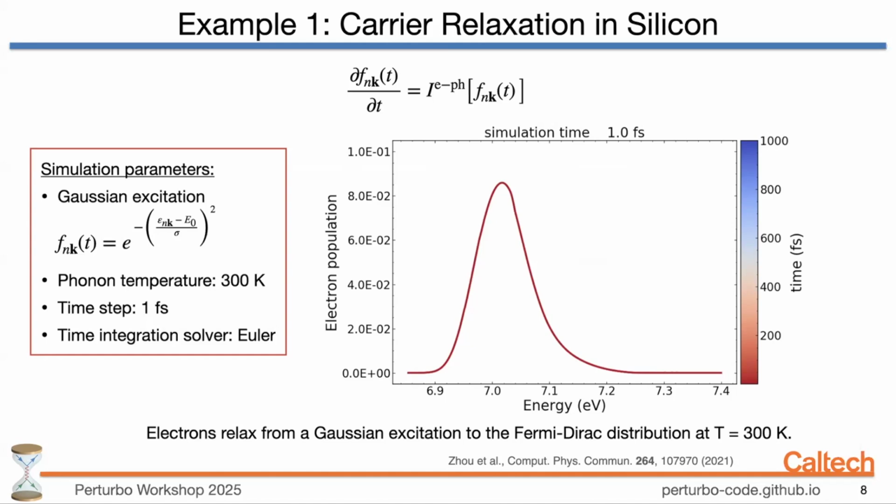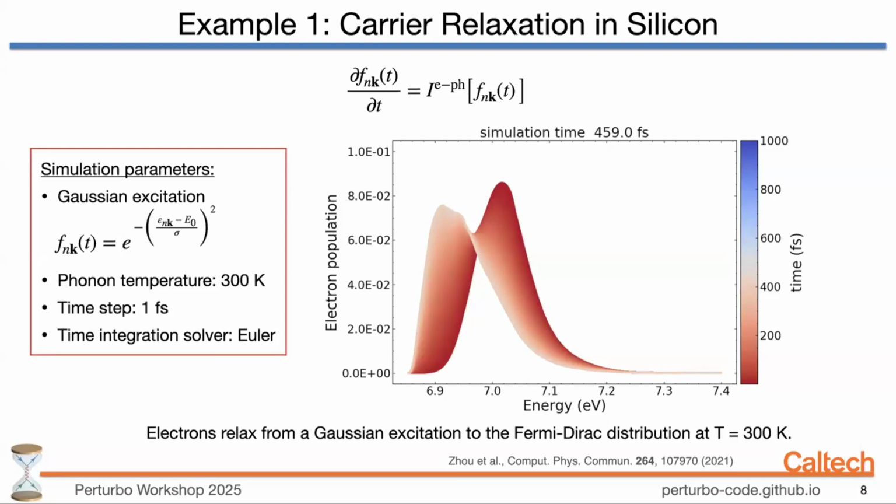We need to set the phonon temperature to a certain number, and here we're using room temperature, and I'm using a time step of about 1 femtosecond, which is a good parameter to start with, but you also need to make sure that this is a converged time step. And in this example, we use the Euler solver for time integration. So if you run the simulation in Perturbo, you'll see that the electron populations will slowly cool to eventually a Fermi-Dirac distribution at 300 Kelvin.